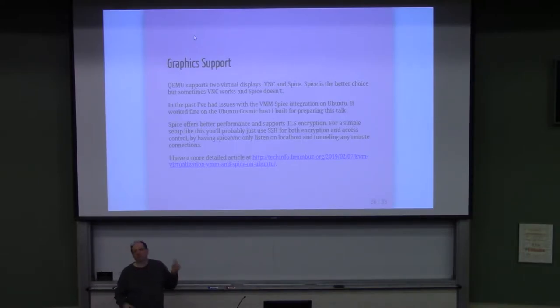So QEMU supports two graphics renderings. There's VNC, which is old, and Spice, which is new and shiny and performs better and has some features that VNC doesn't have. Now, I found that in the past on my Ubuntu systems, there were issues with Spice. I did find on Cosmic that they finally seem to have fixed the Spice viewer within Virtual Machine Manager. And if you had a guest that was configured with Spice, you could just get to its console in Virtual Machine Manager rather than having to bring up another viewer that actually had a function in Spice client.